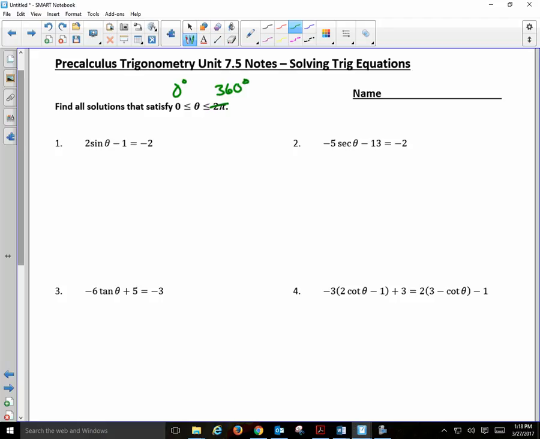What do you think I do first? I add the 1. 2 sine of theta is equal to negative 1. And I divide by 2. I get sine of theta is equal to negative 1/2. So the whole idea is I am trying to determine where sine of theta is negative 1/2. Or rather, what angle would you plug in to make that statement true? And here's how we determine it.